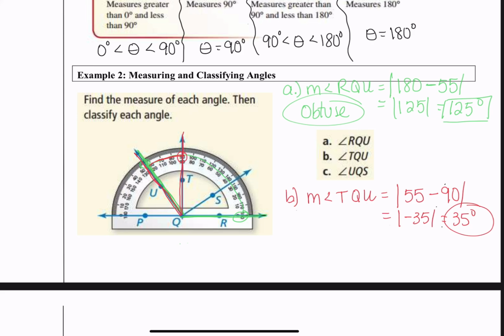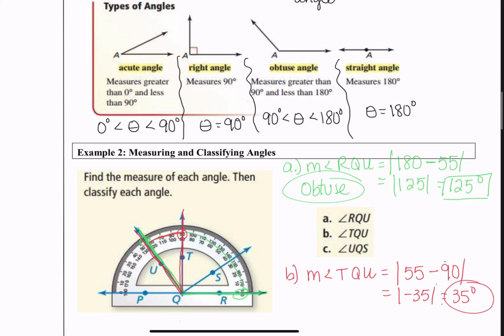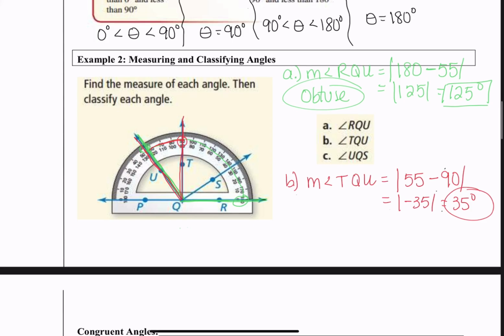And a 35 degree angle is a small angle. It's less than 90 degrees, but greater than 0 degrees, because if it was 0 degrees, you'd have no angle. And so that's going to be an acute angle.